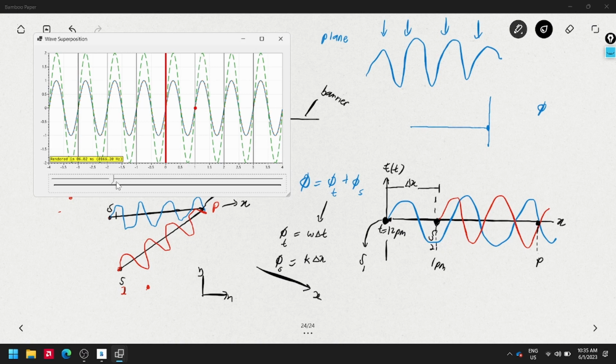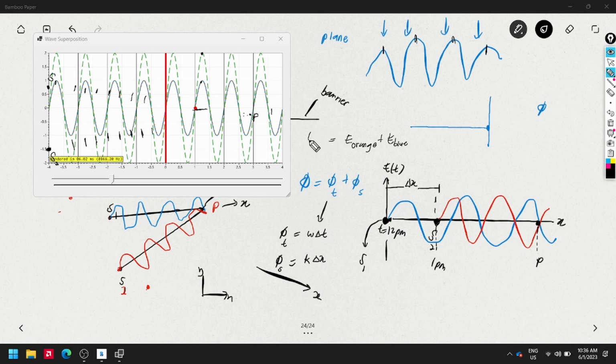If you see the green curve, the formula is given by the wave function of my orange curve plus the wave function of my blue curve. So this is E green. The green curve is the superposition of the two waves. It's the resultant wave due to the superposition of the orange curve and the blue curve. So you just need to add them. You do the algebraic sum.